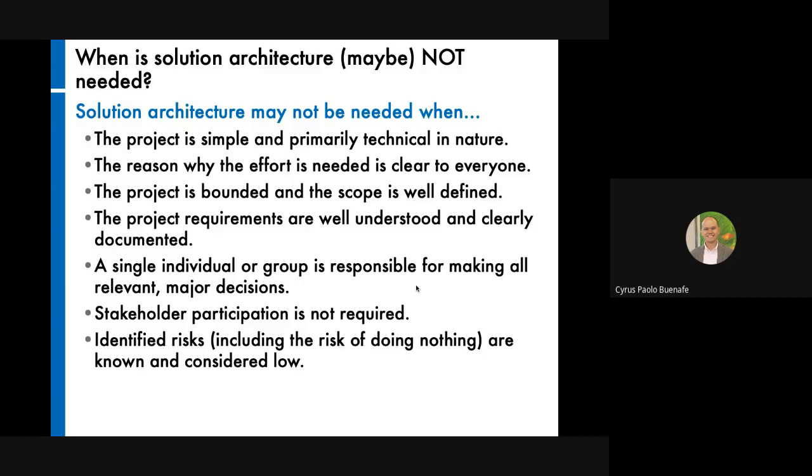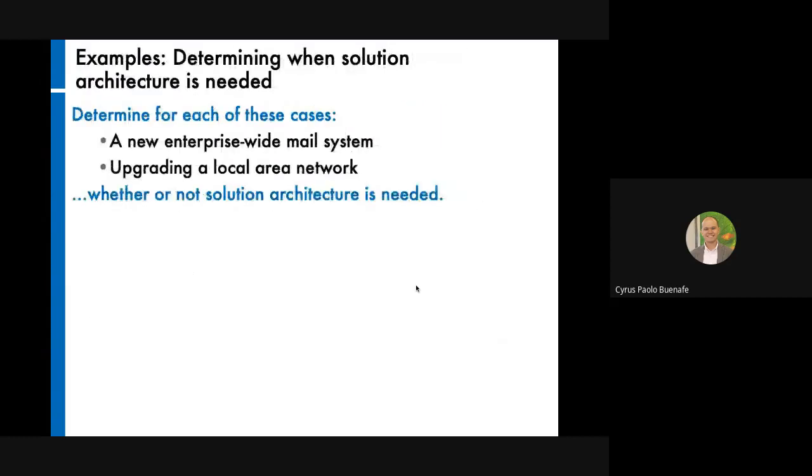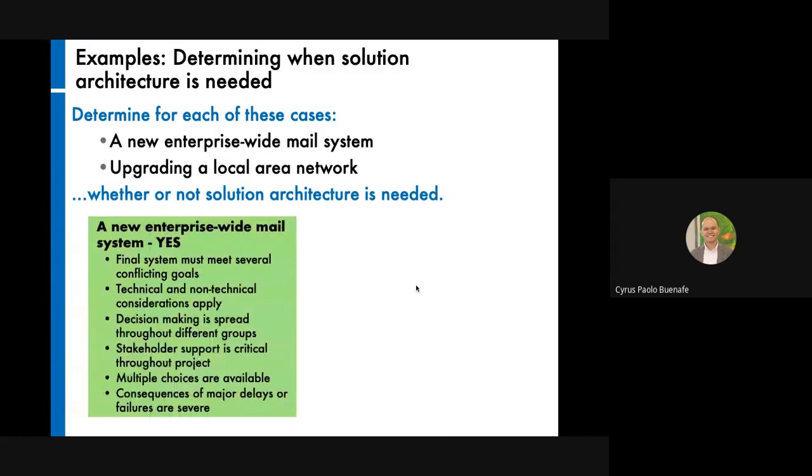Okay. So here are examples in determining when SA is needed. Determine which of these cases, whether or not solution architecture is needed. A new enterprise-wide mail system or upgrading a local area network. Well, if you want an enterprise-wide email system, then probably you need a solution architecture. Here are some of the points why it is so, and you can just refer to the previous slides. And upgrading a local area network, do you really need a solution architecture for this?